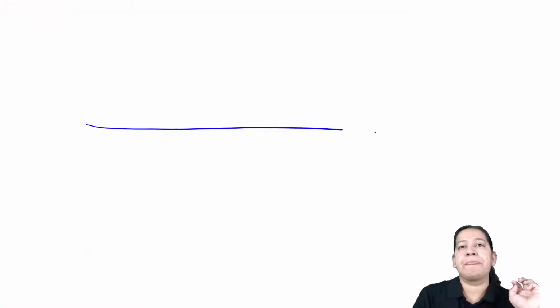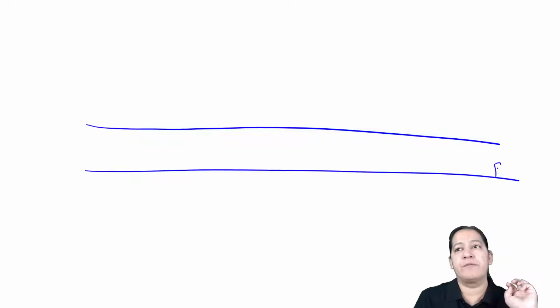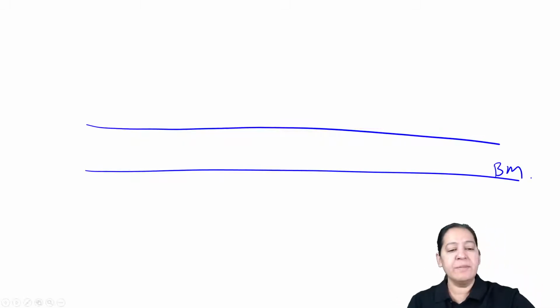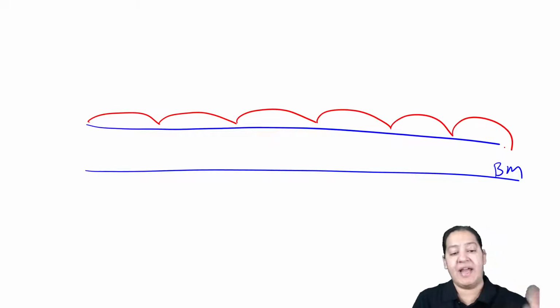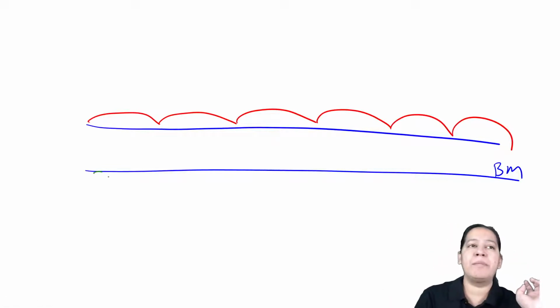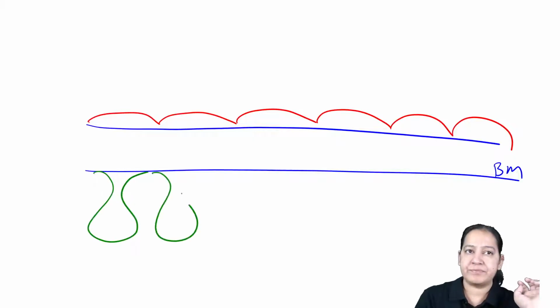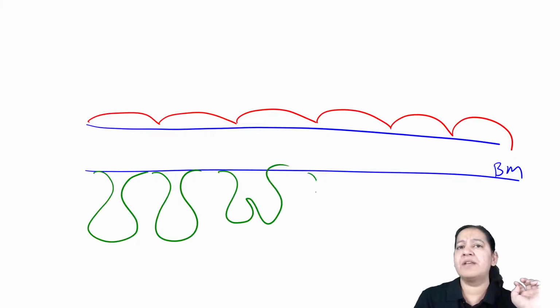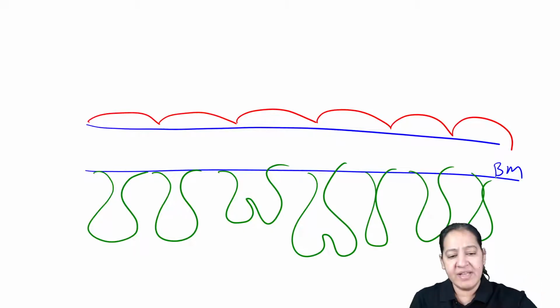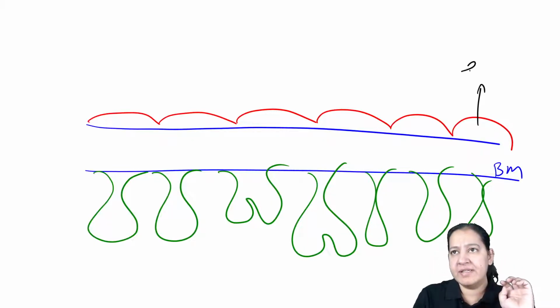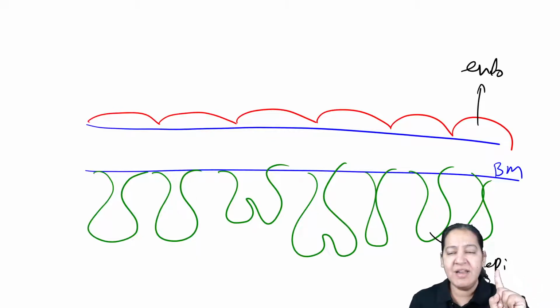Always in the center, there is the basement membrane of the glomerulus. On one side of the basement membrane, there is the endothelial lining of the blood capillary. On the other side of the basement membrane, it is the epithelial lining. This epithelial lining is the visceral epithelial lining of the Bowman's capsule, right?